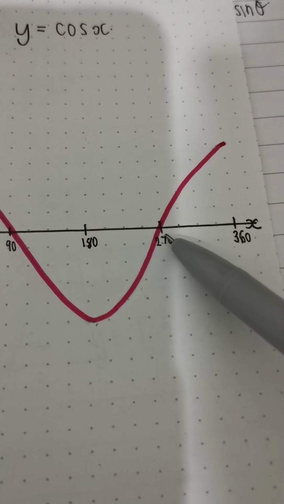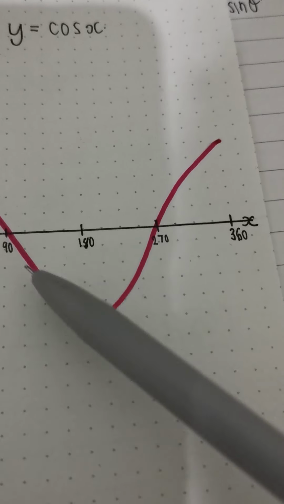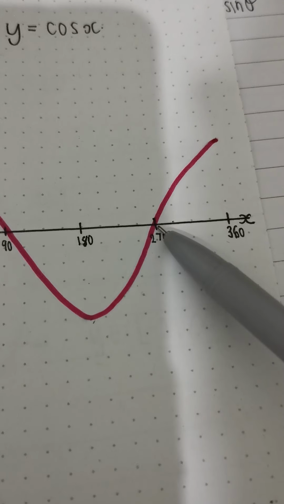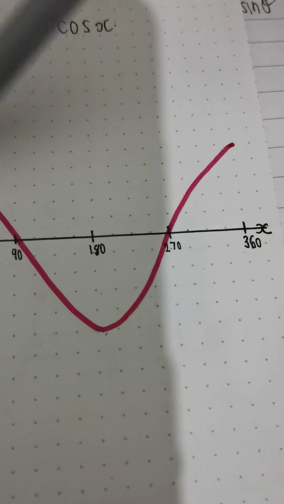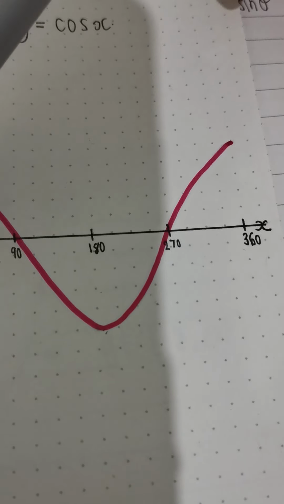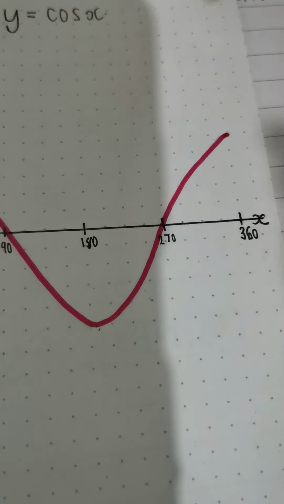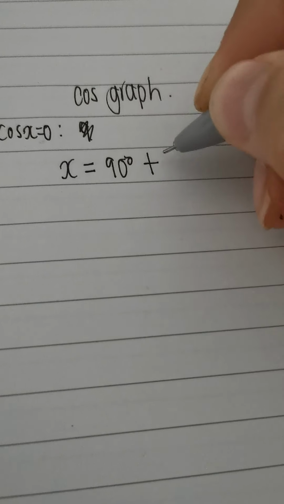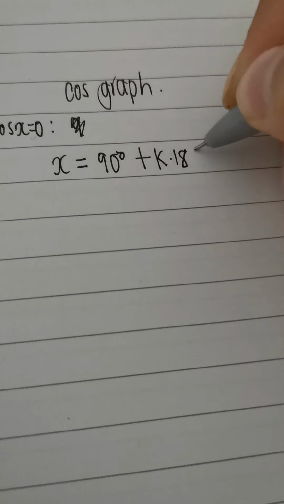And then it happens every 180 degrees later. Let's confirm this here. 180 degrees later. Let's confirm it this side. Yes, 180 degrees later. Again, 180 degrees later. So how would you represent that in a general solution? You'd say plus k times 180 degrees.